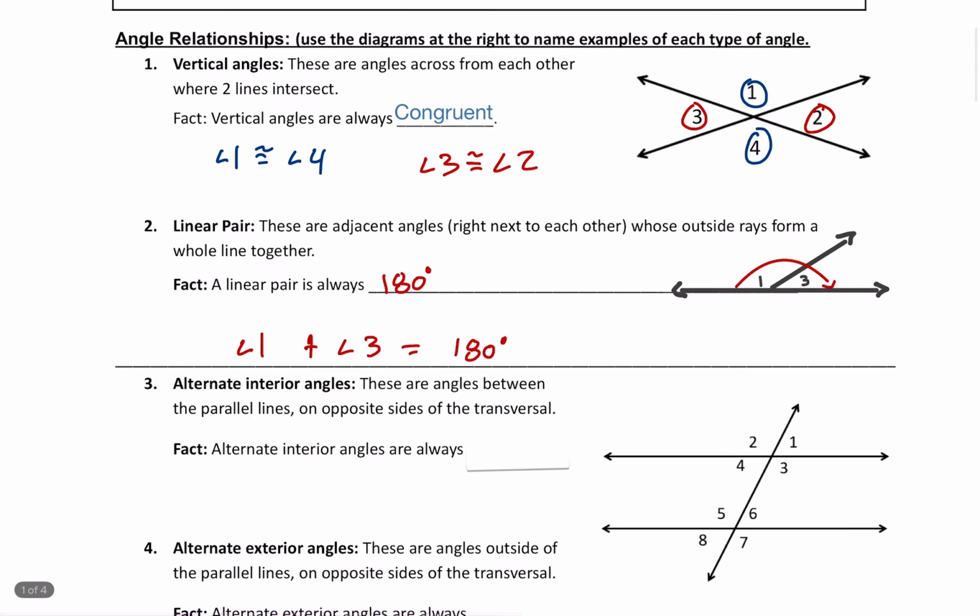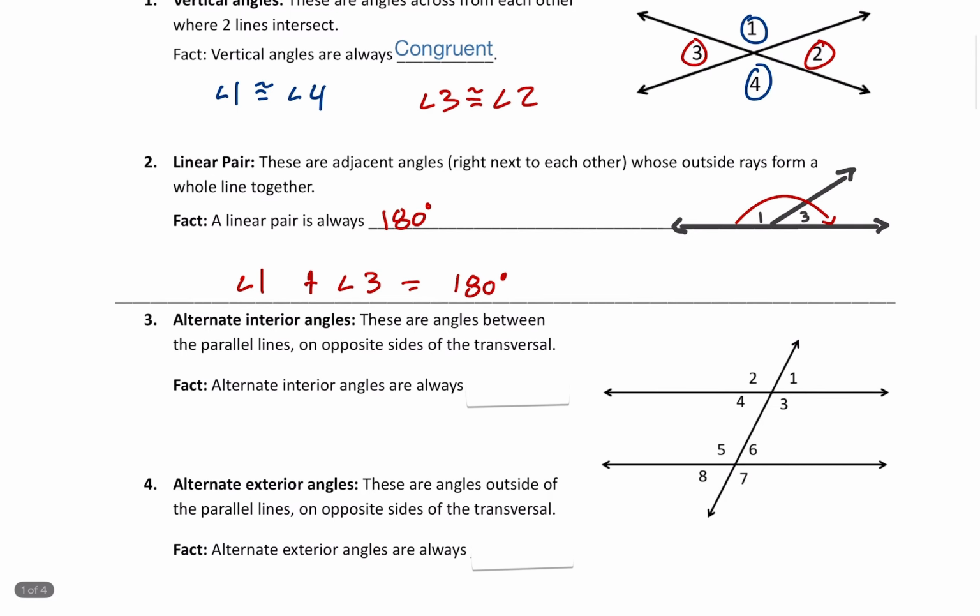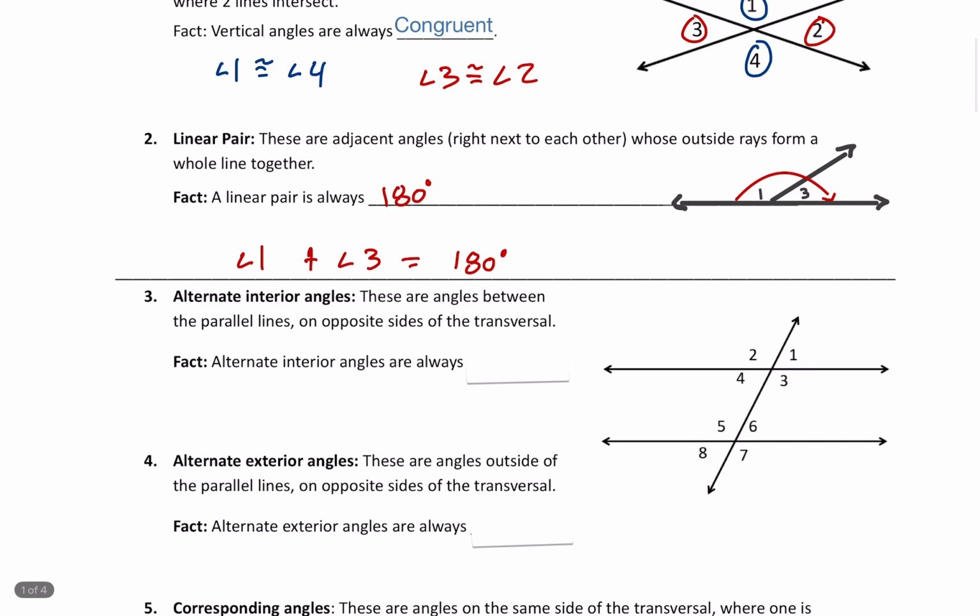Then we have alternate interior angles. These are angles between the parallel lines on opposite sides of the transversal. So a couple of vocabulary things. These two lines right here, those are my parallel lines. They're the same lines, just one scooted down from the other, right? And this line that cuts them, that's the transversal.